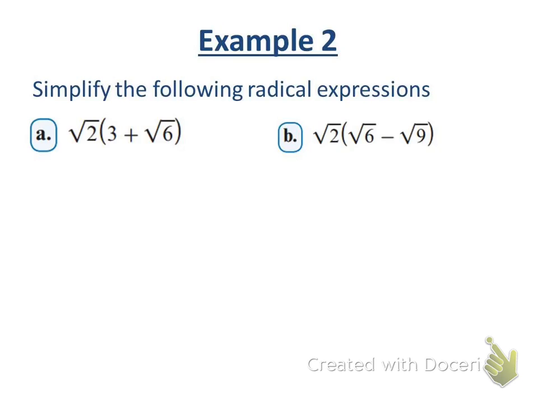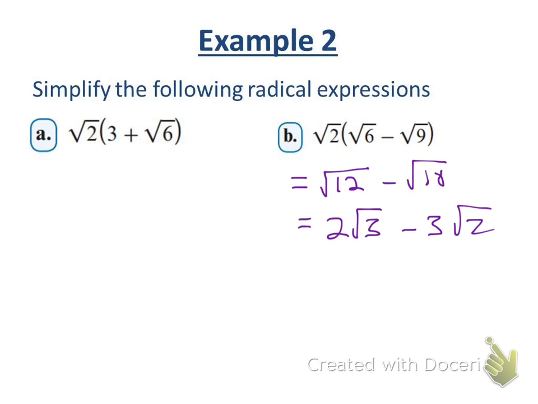What about it, Phelps? You multiply and you get the square root of 12 minus the square root of 18. Okay, that's good. You could do it that way. 2 times the square root of 3 minus 3 times the square root of 2 is good.